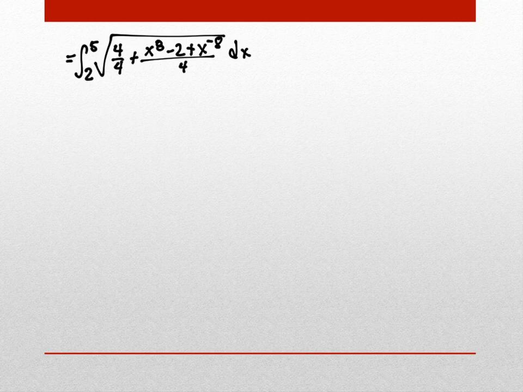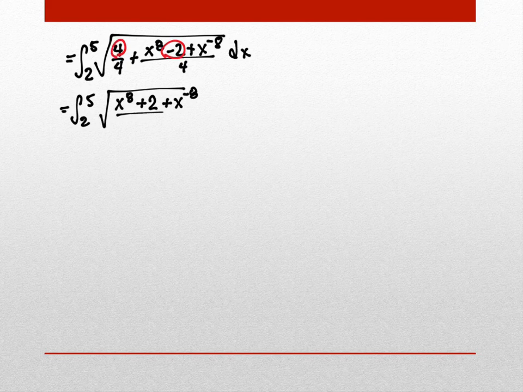Same denominator, so we can combine the numerators, right? So now I have 4 and negative 2 that can be combined within that numerator, agreed? That's going to give me a 2. And I'd like to leave it written in the middle. So I'm going to write this as x to the 8th plus 2 plus x to the negative 8 over 4 dx.